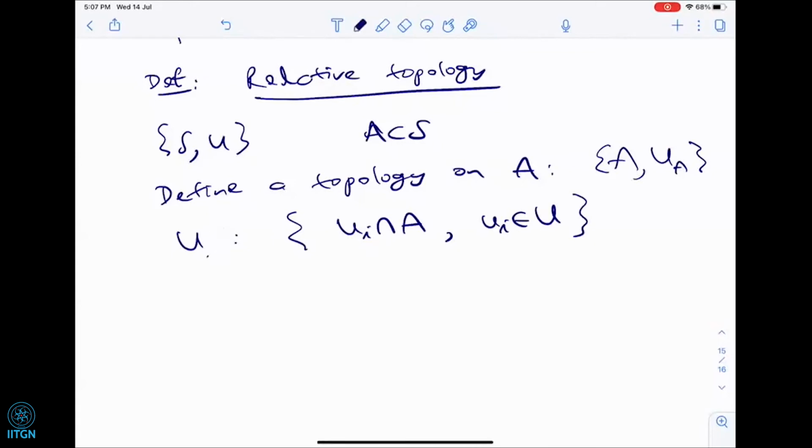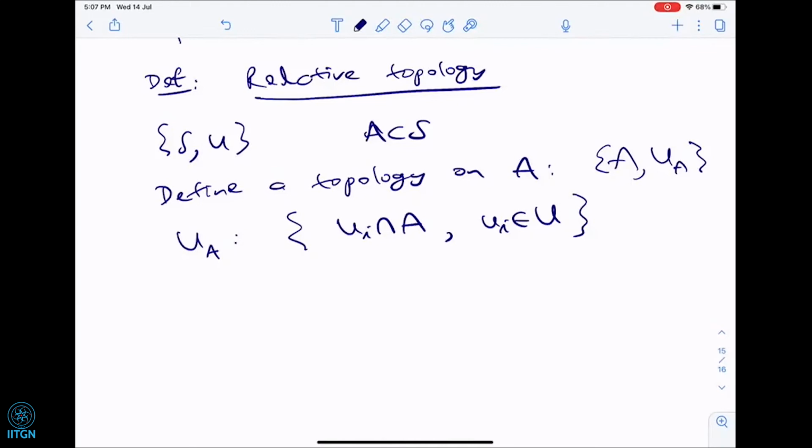Take the original topology, it has a bunch of open sets. Each one of them, one by one, I intersect with A. Okay, because I'm trying to define a topology on A, and if my open set U_i has some part that's not in A, it's not going to help me because my new relative topology is supposed to be on the smaller subset A. Okay, I'll show it to you pictorially. So the claim is that this definition of U_A is again a topology.